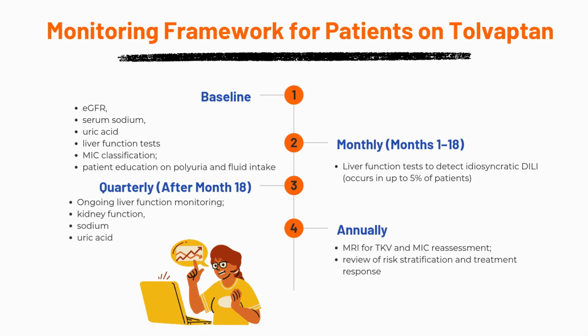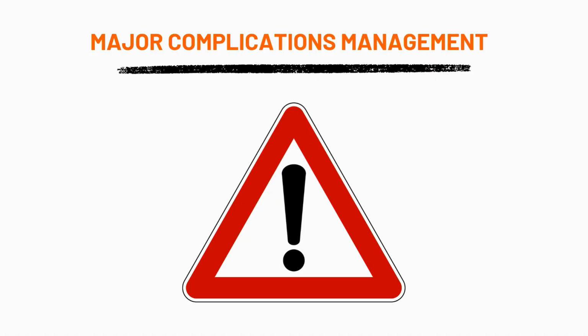On a yearly basis, we reassess disease trajectory. MRI is used to evaluate total kidney volume and update the Mayo classification. We also review overall treatment response and ongoing indications for therapy. We also have to deal with the major complication management, like cyst infection, polycystic liver disease, and also intracranial aneurysm or hemorrhage.